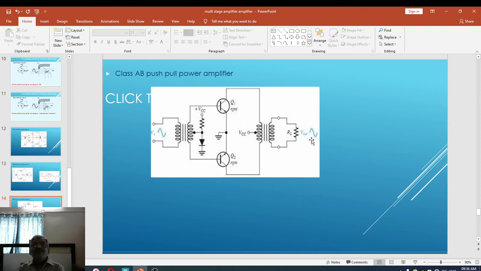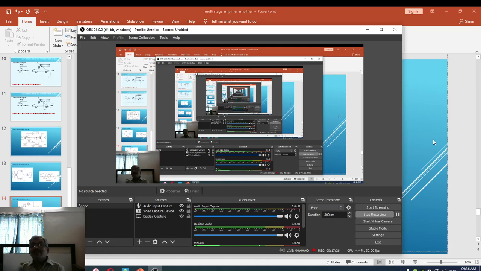Friends, this is what we can call a class B push-pull power amplifier. Dear students, this is what we can call class A, class B and also class AB push-pull power amplifiers. That's all about the different types of power amplifiers. The rest we will say next time.